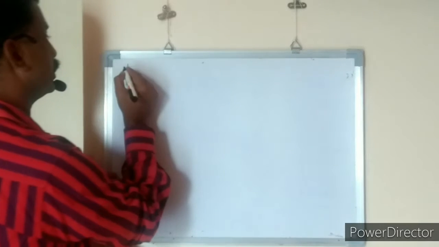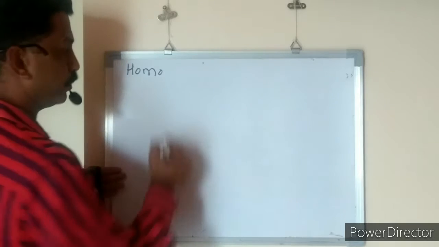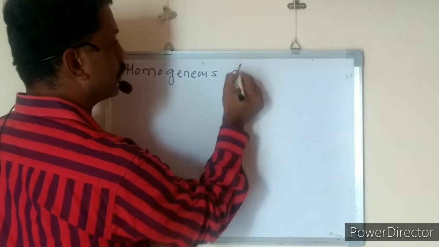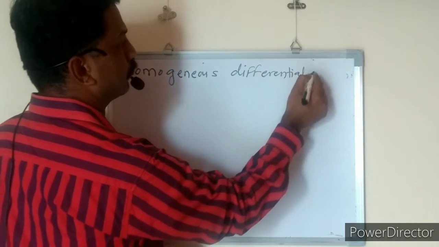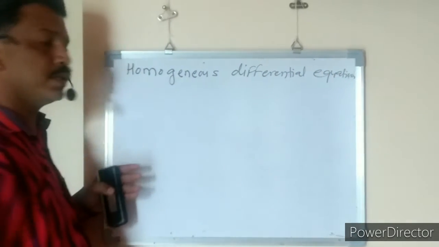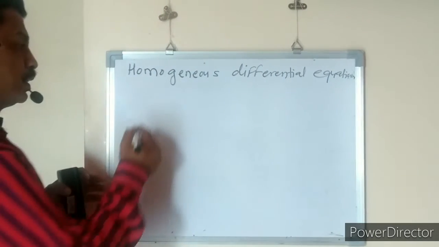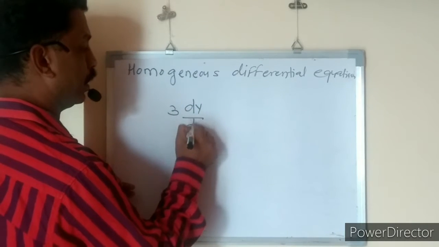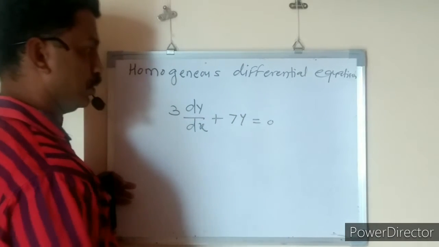Next part, homogeneous differential equation. Now, what is a homogeneous differential equation? We have already known. If we say that again, we take one example, that is 3 dy by dx plus 7y equal to 0.